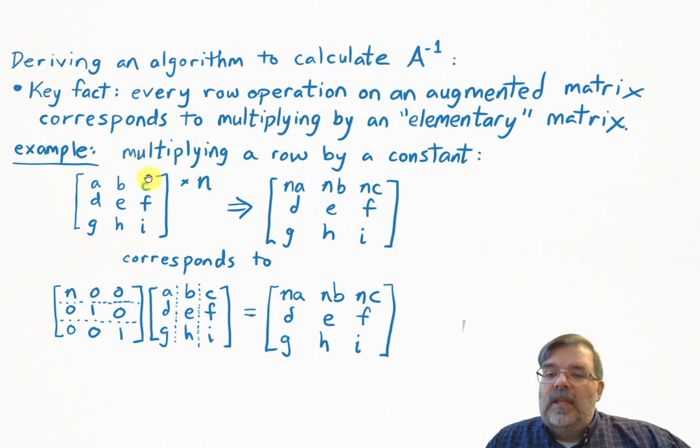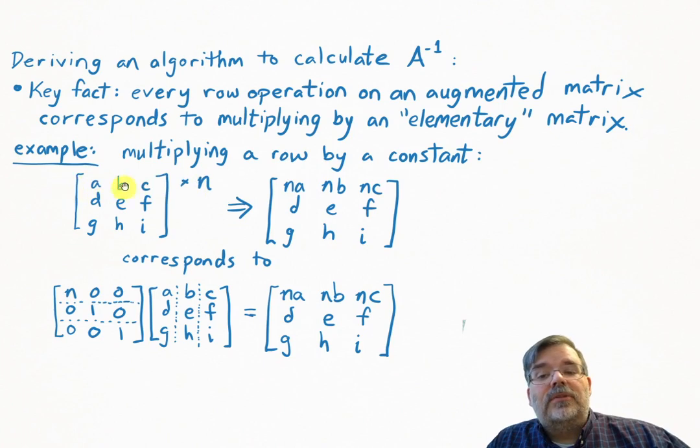For example, let's say we start out with this matrix. Let's pretend this 3 by 3 matrix is an augmented matrix. Let's do a row operation on the first row, multiplying the first row times n. In that case, the first row becomes nA, nB, nC, and none of the other values change.